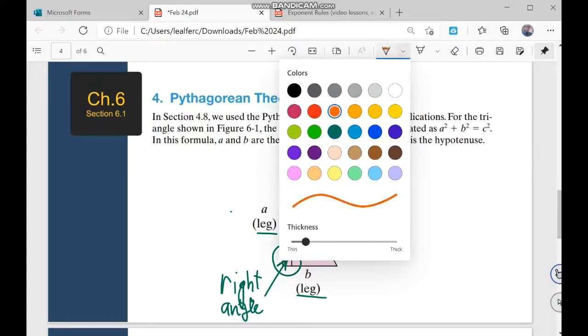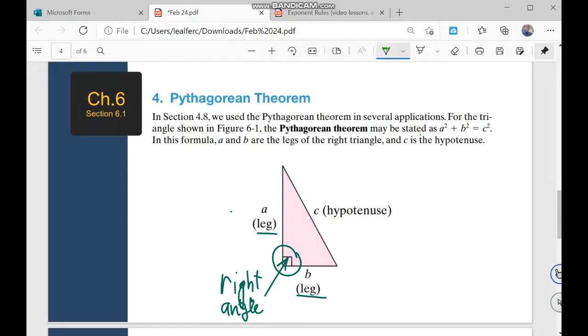And the hypotenuse is the longest side, the side that's opposite to the right angle. The formula is c squared, hypotenuse squared, equals a squared plus b squared. That's the formula.